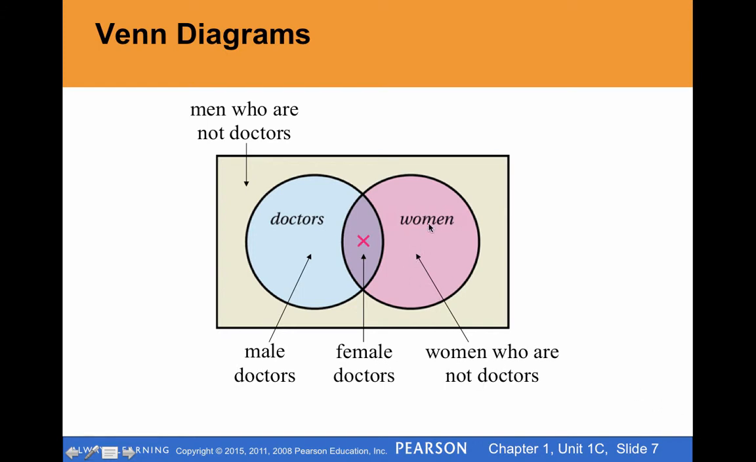It's really important to understand. The intersection in the middle are the female doctors. They're both of these characteristics. So the inside's usually the easiest to understand.